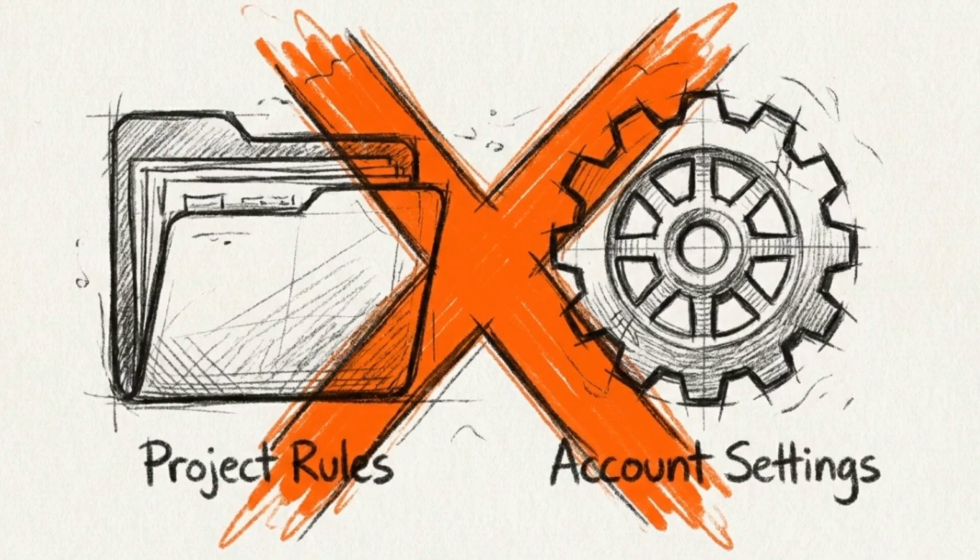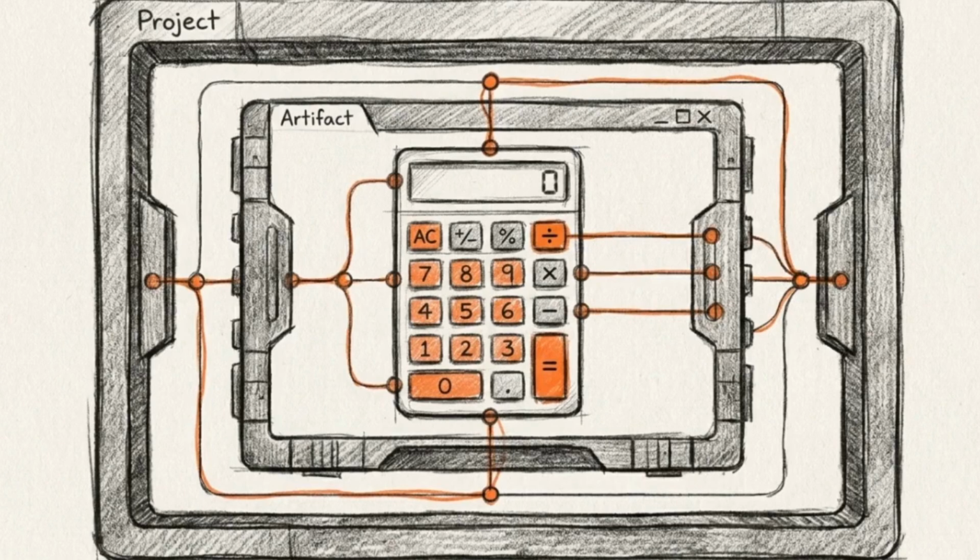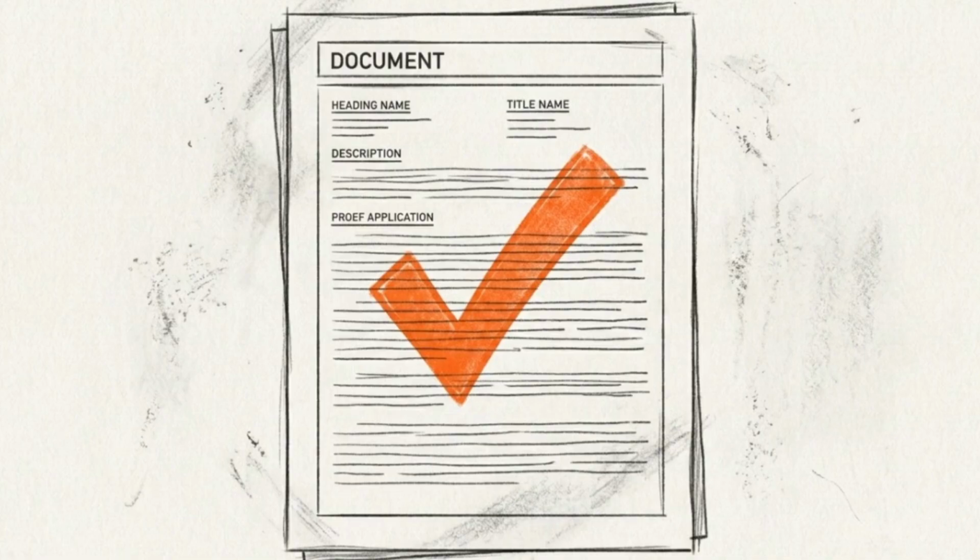Do not put these specific instructions into your global account memory. Doing so causes the AI to pull the wrong tone for the wrong task, resulting in inconsistent responses across your entire account. Artifacts construct the final output, while projects act as the quality control filter. The workspace ensures every deliverable adheres to your brand constraints without needing to retype the rules.